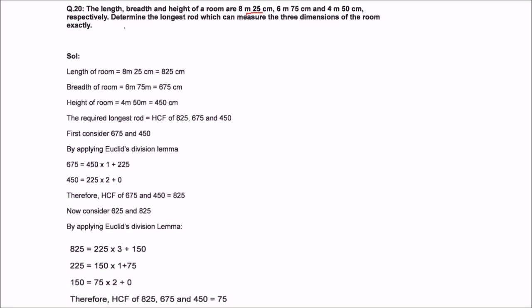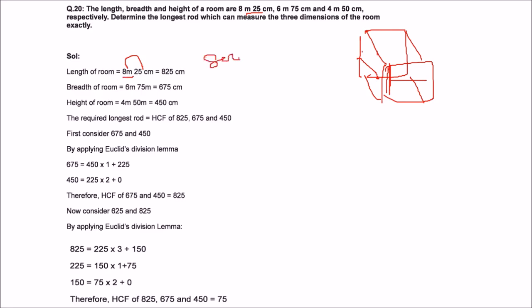So again, we have to find out the HCF of these three because we are talking about length, breadth, height. So we have to have a scale, the longest rod, which measures the length also, the breadth also, and the height also, right? So 8 meter 25 centimeter is simply 8 meter is 800 centimeter, and 25 centimeter is 25. So 800 plus 25 is 825. Then we have 600 plus 75 and 400 plus 50. So 825, 675 and 450.